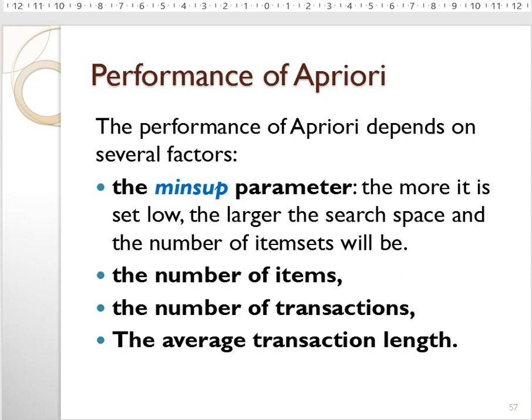In general, the performance of Apriori depends on several factors. First, how we set the minimum support parameter. If we set the parameter low, the search space will become very big. We need to look at more possibilities, and it will take a lot of time and use more memory, and so on. And we find maybe more frequent item sets. But also the number of items, the number of transactions, and the transaction length will influence the performance. So if there are more items and the transactions are longer, then the performance will decrease. It will take more time, and maybe more memory.